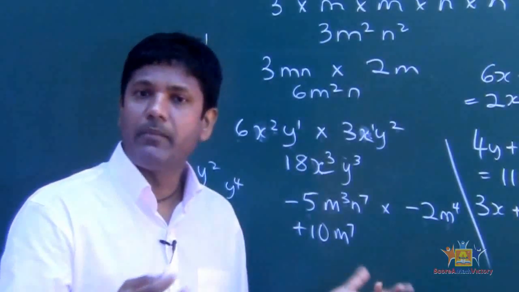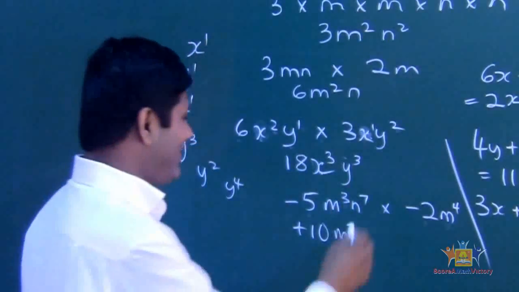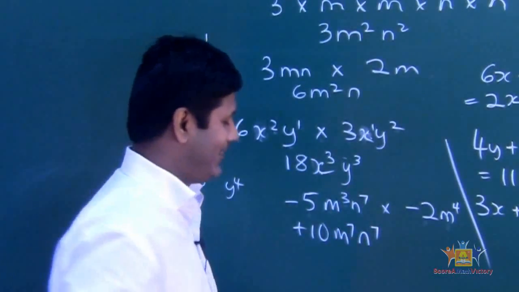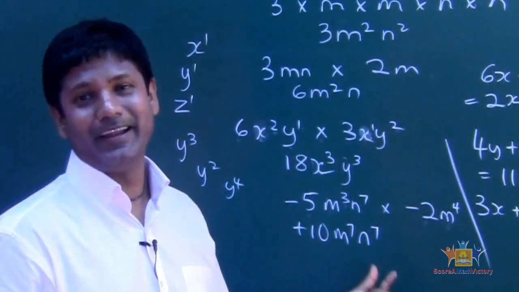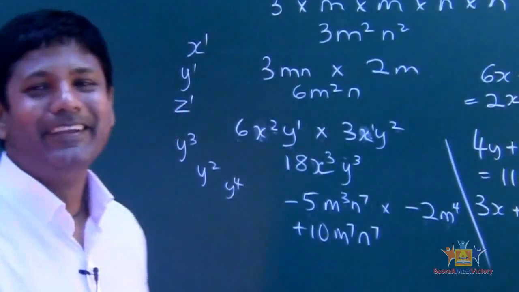That means what, forget about it? No, we just bring it back the way it is. M to the 7th, alright? Just because it doesn't have a match doesn't mean you forget it. You bring it back. You don't want to forget that.